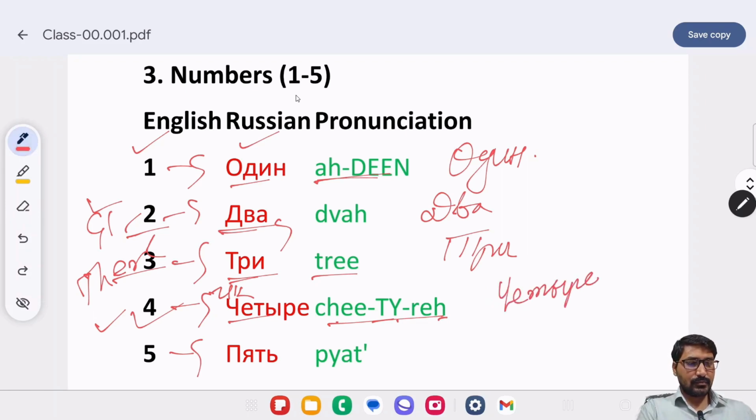Can you see here 5 in English? So 5 in English, in Hindi 5. So 5 is nothing but pyat. Pyat. So what is that? Pyat is 5.